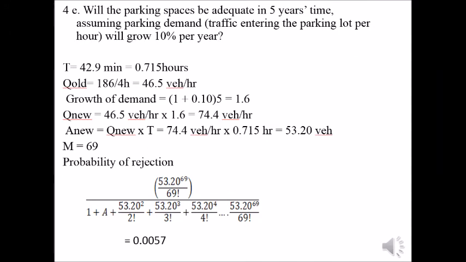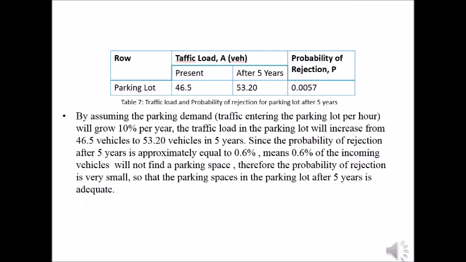Hi, I'm going to present whether the parking space will be adequate in 5 years' time, assuming parking demand, the traffic entering the parking lot per hour, will grow 10% a year. Before that, I need to calculate the probability of rejection, but before that I also have to know the average parking duration and incoming vehicle flow rate to get the traffic load. After getting the probability of rejection, 0.0057, which is approximately equal to 0.6%, that means since the probability of rejection is very small, the parking space in the parking lot after 5 years is adequate.